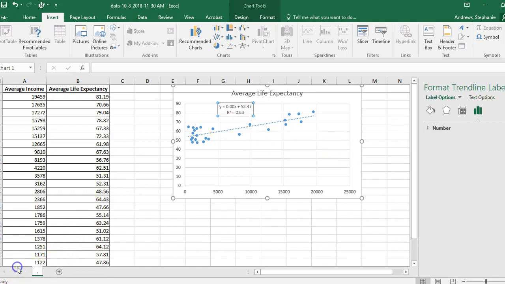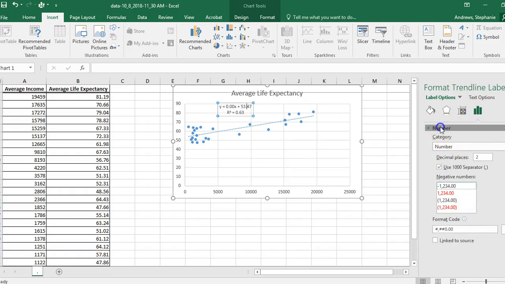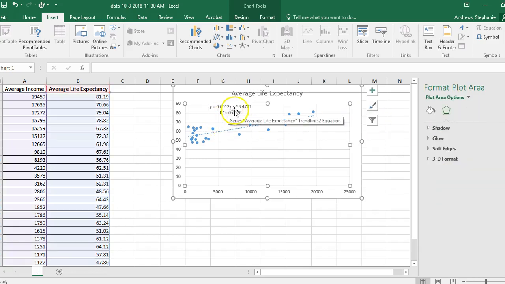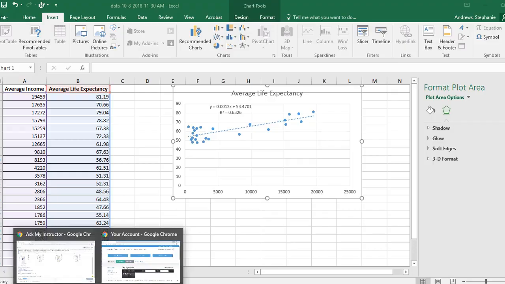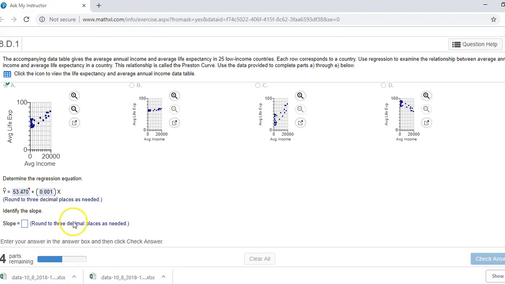I'll be right back. So to get it to be more decimal places, I've got it at 2 now. Going over here, I'm going to click on number, and under number, the 2 decimal places, I'm going to change to 4. And when I do, that opens this up to 4 decimal places. And so now when I go back over to the other screen, it's wanting 3 decimal places, and that'll allow me to round correctly.